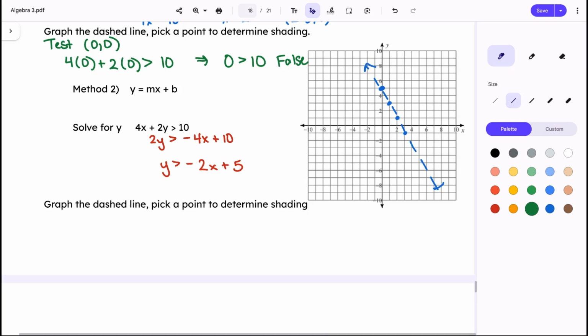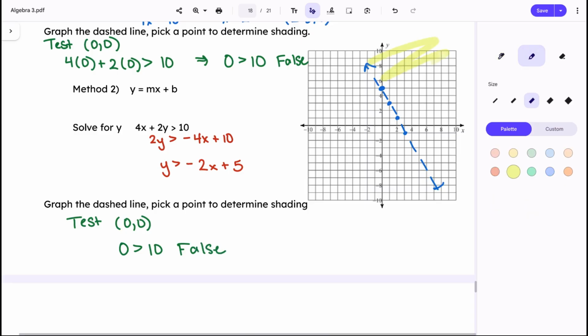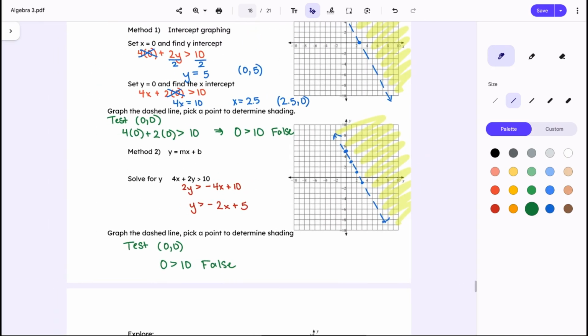I can still test 0, 0. And nothing about that is going to change either because I didn't change my equation. So I'm still going to have 0 is greater than 10, which is still false. So I'm still going to have to shade on this side of the line. So my end result is the exact same because I didn't change my equation at all. I just showed you two different ways that you could approach that.